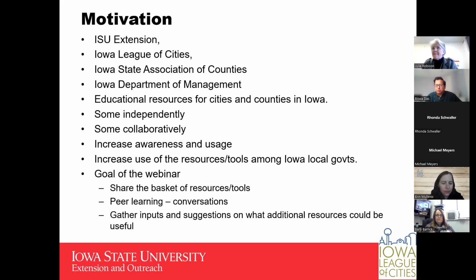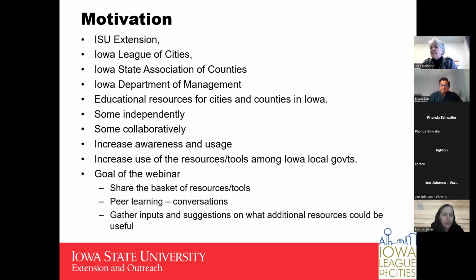So the goal for today's webinar for the next 90 minutes is we are going to share the basket of resources and tools that we have been working on for a long time, almost 8 to 10 years. And then we also want these webinars to offer a platform where you all get a chance to talk to each other, because we strongly believe in peer learning, the experiences that each of you have doing your jobs, and how each of you can share what you do and how others can learn, and vice versa. So that's one of the other goals of the seminar. And then lastly, gather inputs and suggestions on any additional resources or any additional tools that might be useful in the work that you do at the local government level. So broadly, those are the three broad goals.